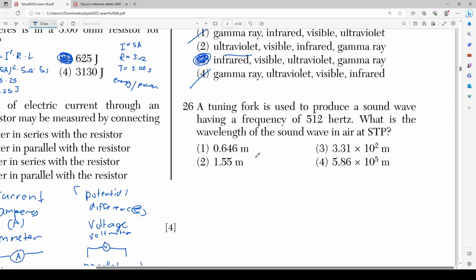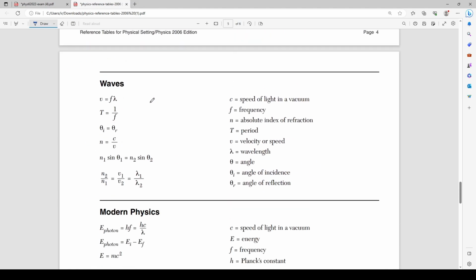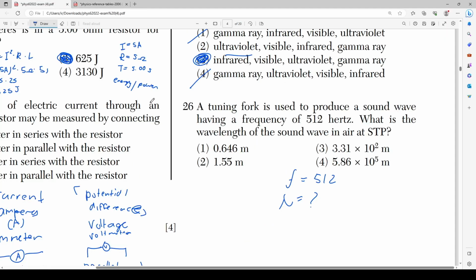wave having a frequency of 512 hertz. What is the wavelength of the sound wave in air at standard temperature and pressure? So they give us the frequency, which is 512 hertz, and we're trying to find the wavelength, or lambda. So I'm going to go into my reference table where I have waves, and look at whichever one has wavelength and frequency in it. The only one that has those two parameters is v is equal to the frequency times the wavelength.